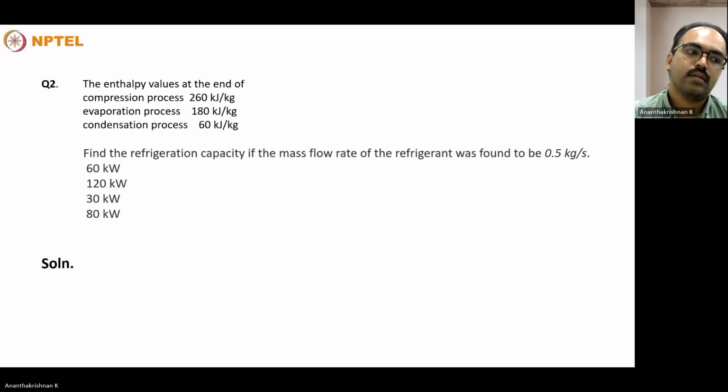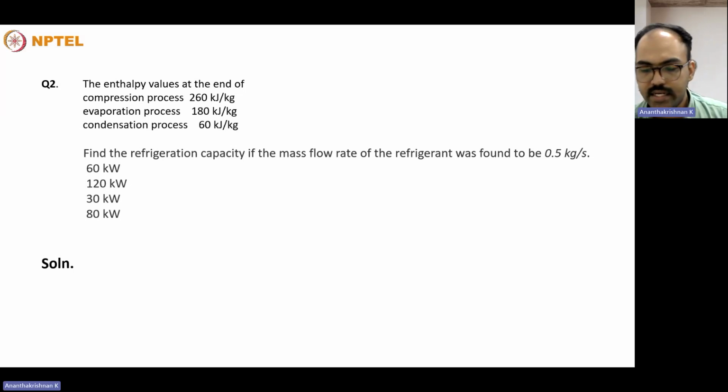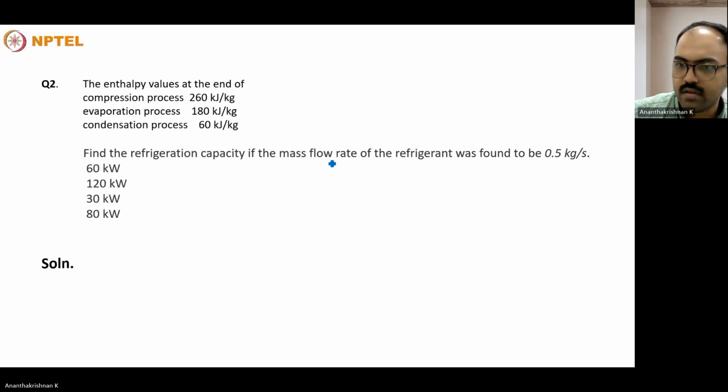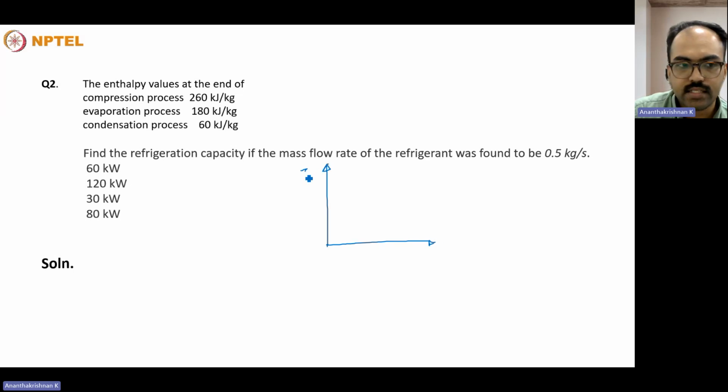Condenser enthalpy of the refrigerant after exchanging heat in the condenser. You have to determine the refrigeration capacity if the mass flow rate of the refrigerant was found to be 0.5 kg per second. It's a straightforward one. So you can actually write it like this. We can draw the TS diagram.